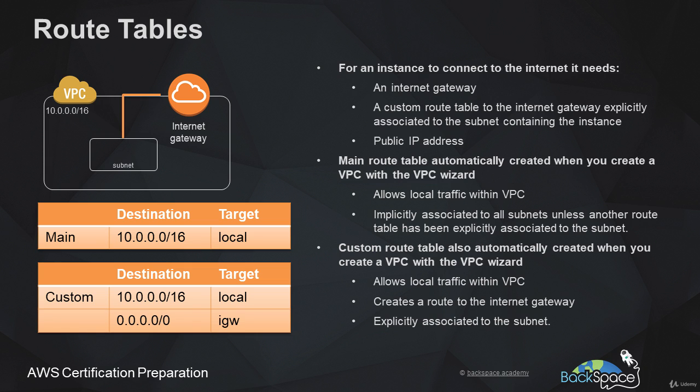So a custom route table is also automatically created when you create a VPC using the VPC wizard, and that is one that allows traffic from your public subnet through to the internet gateway. And so it creates a route to the internet gateway, and it is explicitly associated to your public subnet, the subnet that you want access to the wider internet. And so that's what it looks like there. It will have the local traffic allowed, but it also will have destination everywhere go through to the internet gateway.